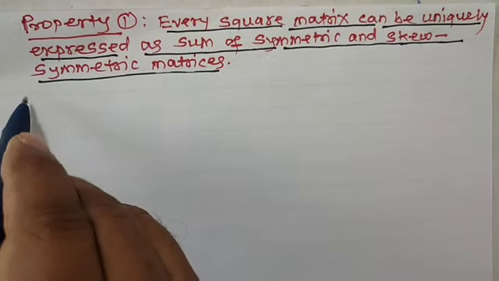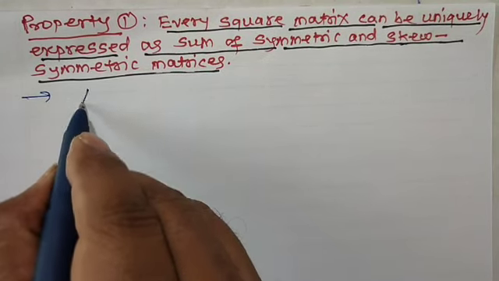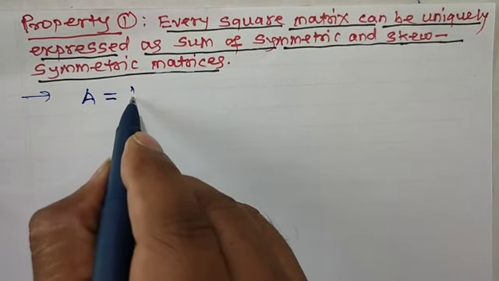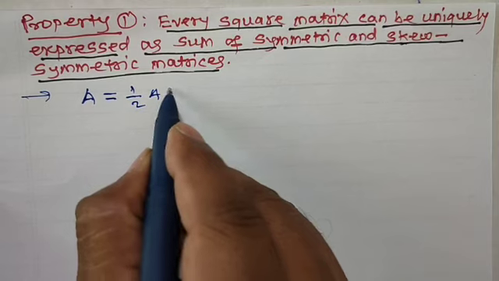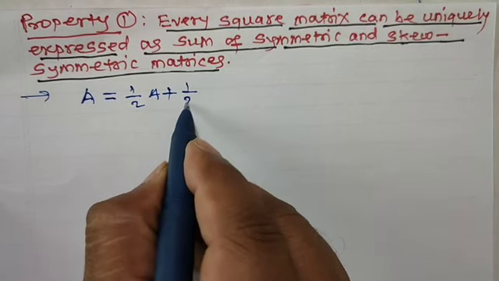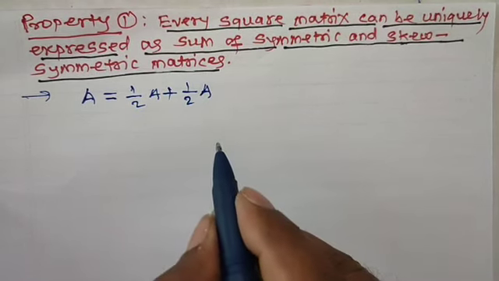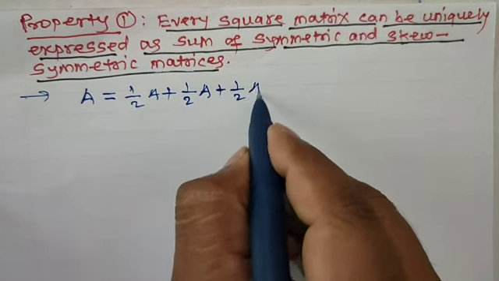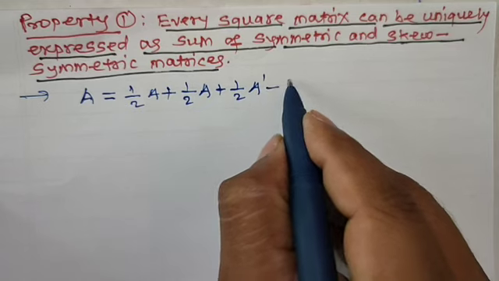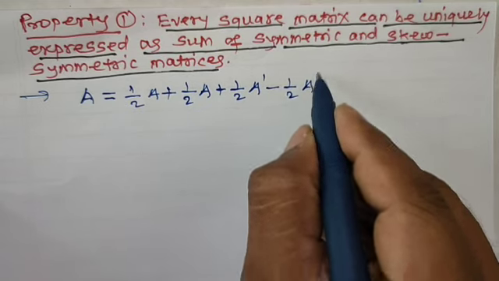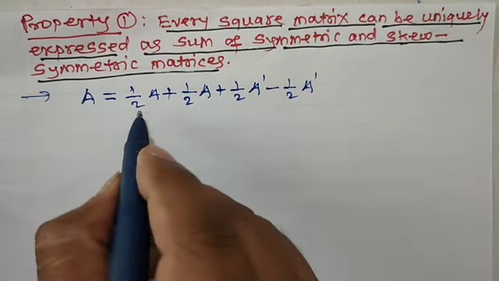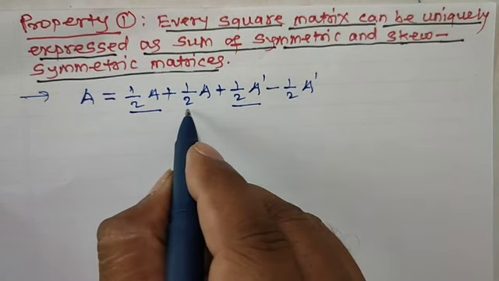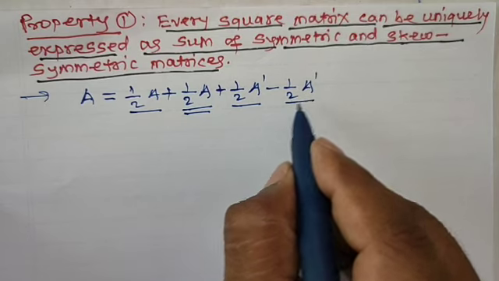To prove this property, we have to consider a square matrix A. This matrix can be written as half of A plus half of A, that is 1A. Let us add half of A dash and subtract half of A dash. Then again the matrix remains the same. Now we are collecting this and this, then this part and this.